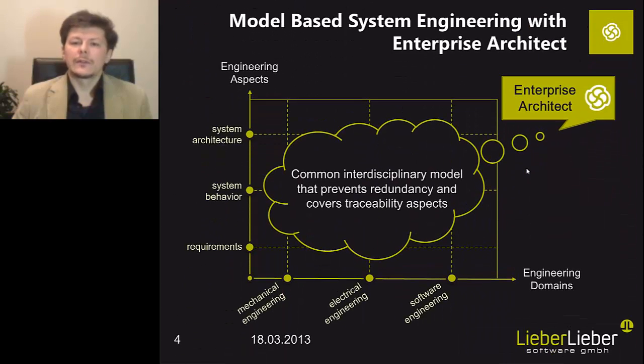System engineering is a very complex and multi-dimensional topic. On the one hand, there are several engineering domains like mechanical engineering, electrical engineering, software engineering. And on the other hand, there are several aspects like requirements, system behavior, and system architecture.